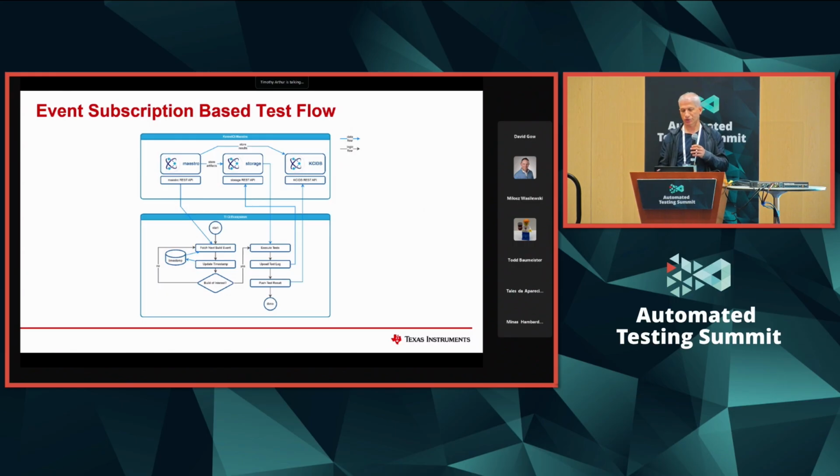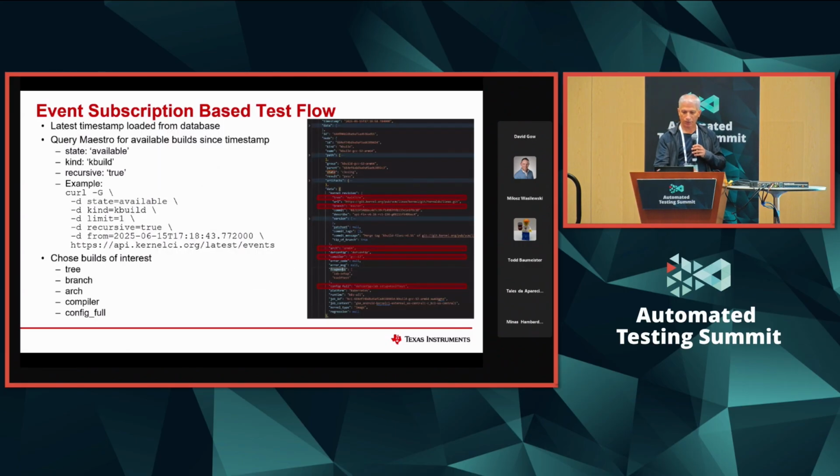We have a Jenkins job running every hour, flashing through all of the tests, all of the build events, and testing whatever is applicable to our decisions. Here are more details about that flow, just giving you an idea of how this is actually happening.